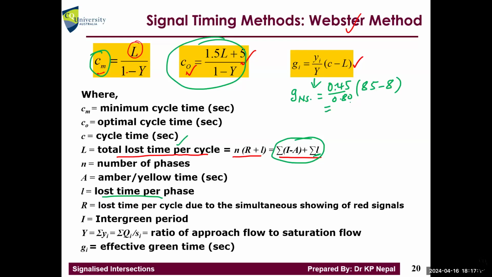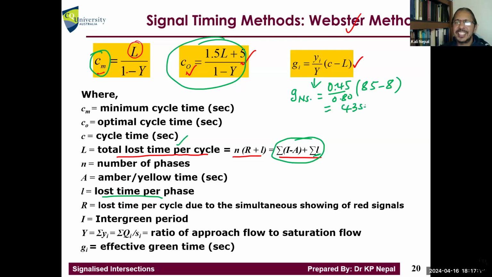0.43. 43 seconds, right? They get 43 seconds. And then green time for east-west. Can you use the same formula? Y is 0.35, I believe. Yeah, divide by 0.8, 85 minus 8.